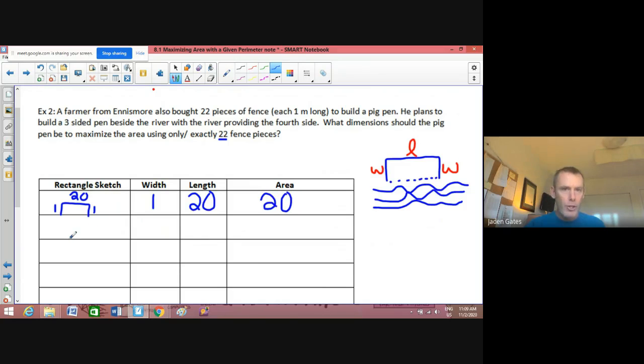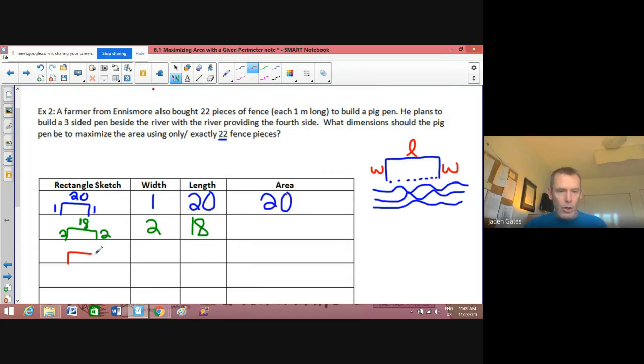All right, so now I'm going to do another sketch, the next one, which would be a width of 2. So I have a 2 here and a 2 here. And so 4 pieces have been used. And if I have 22 of them, well, I subtract 4, and so I have 18 left. So we got 18. All right, let's do one more, right, to see the pattern.